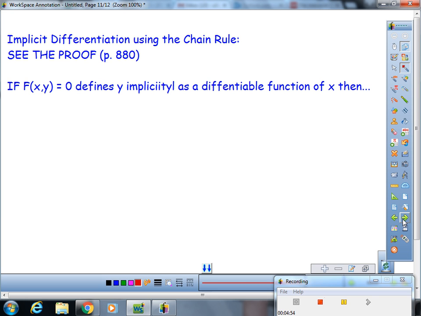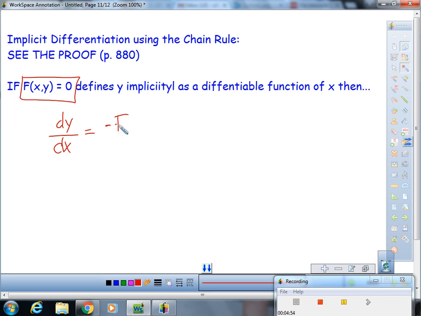So, it's kind of important that you read the proof, because the proof is actually really easy to understand. Okay? If you've got a situation where you have f of x comma y equal to 0, then you want to use implicit differentiation. So, to find change in y with respect to x, it's a little counterintuitive, and this is why I encourage you to read the proof. It's actually the negative partial derivative with respect to x over the partial derivative with respect to y of that function. And we'll do an example.